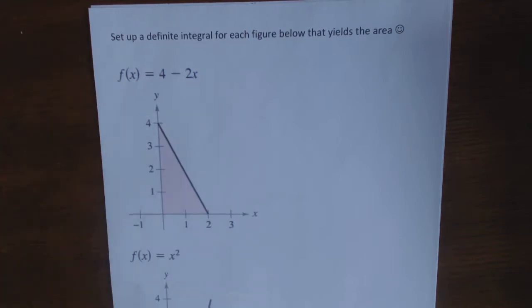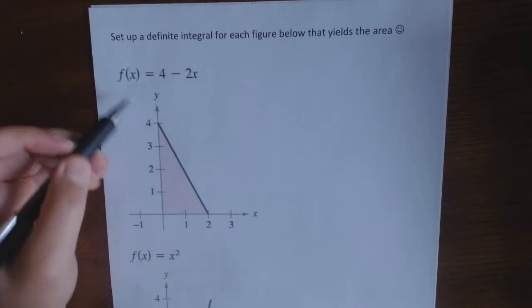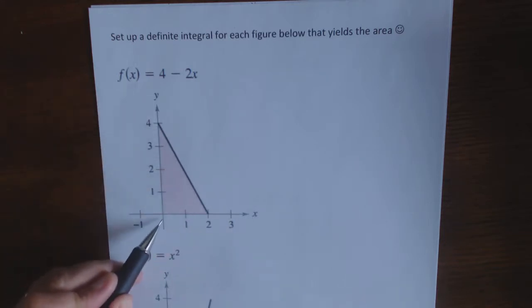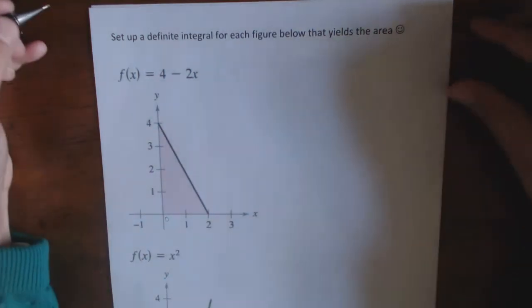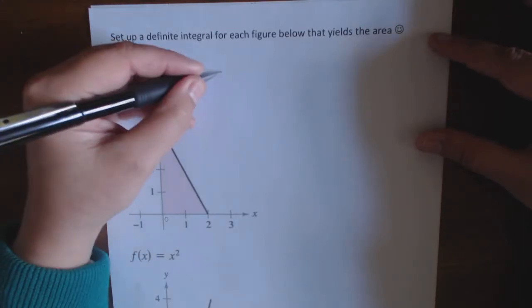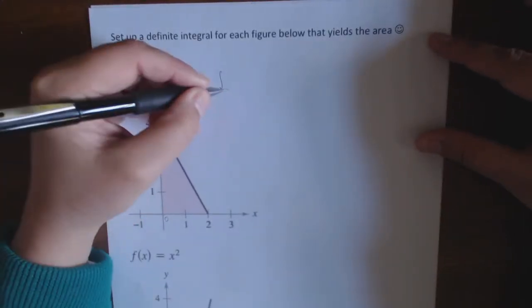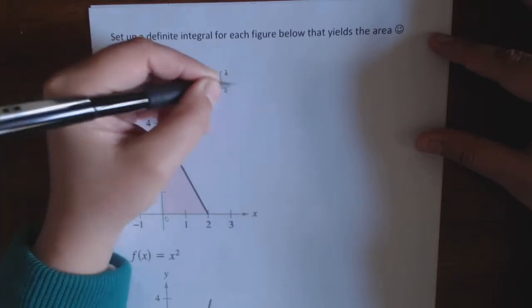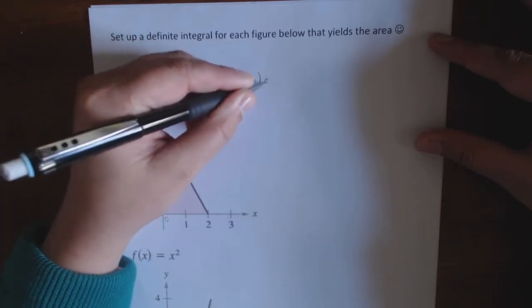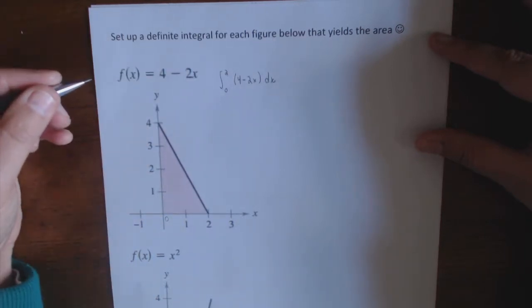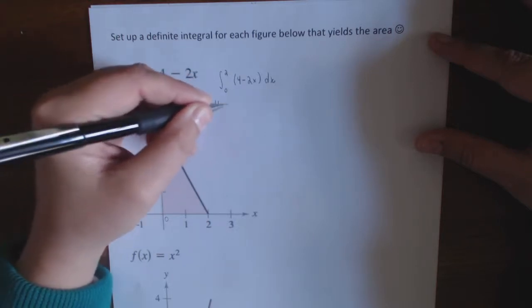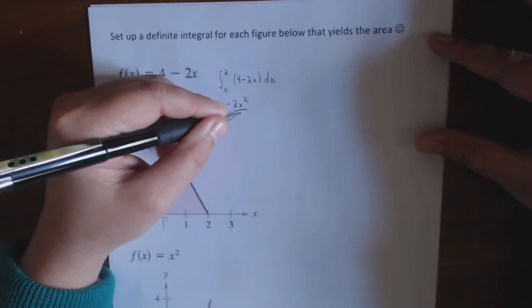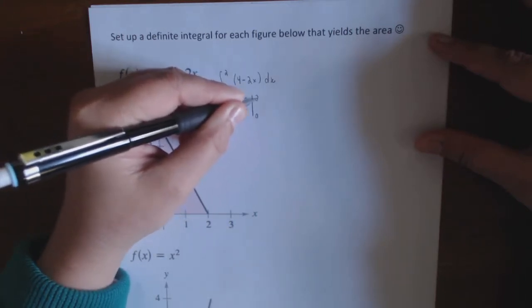Okay, so let's see if we can apply this now with different shapes. So we have this function 4 minus 2x, and we want to find the area under this curve, which is pink here. And so what this would look like if you were going to set up a definite integral, it would be the integral evaluated from 0 to 2 of 4 minus 2x dx. So what you would want to do is take the antiderivative, which would be 4x minus 2x squared over 2, and you're going to evaluate it from 0 to 2.